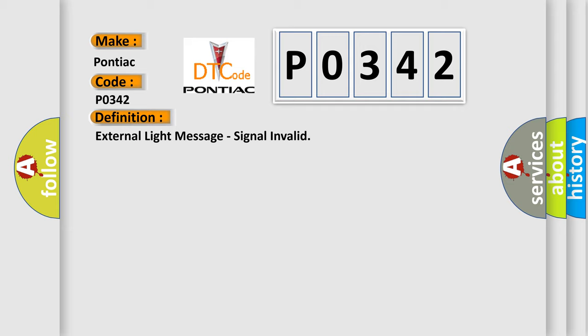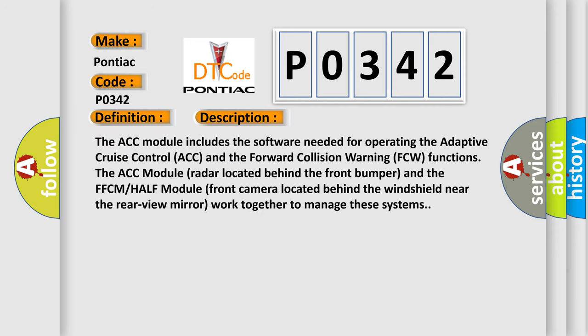And now this is a short description of this DTC code. The ACC module includes the software needed for operating the adaptive cruise control ACC and the forward collision warning FCW functions. The ACC module radar located behind the front bumper and the FFCM HALF module front camera located behind the windshield near the rear view mirror work together to manage these systems.